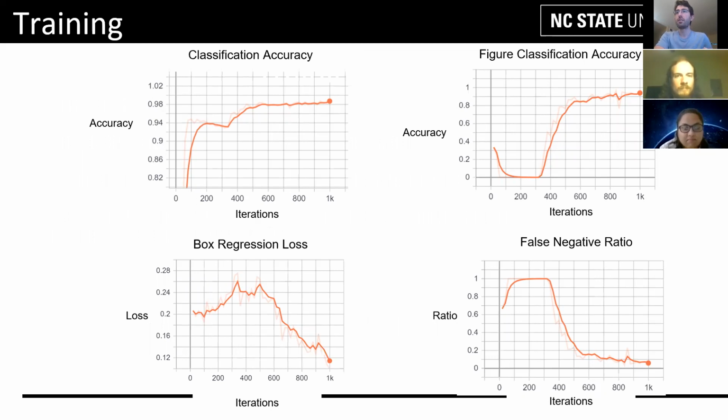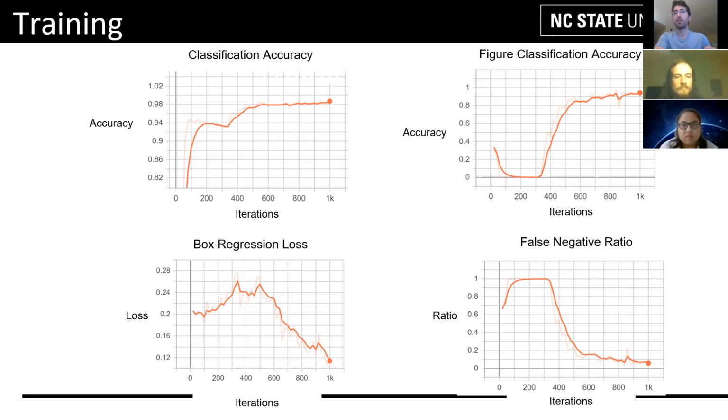On the top right, you can see figure classification accuracy. As you can tell, as we increase the iterations, we get further and further increased figure classification accuracy. And on the bottom right, we see the false negative ratio. Similarly, as we increase iterations, we also see a lower ratio of false negatives.